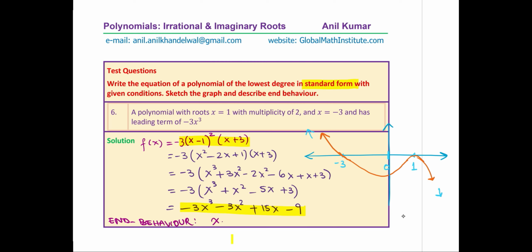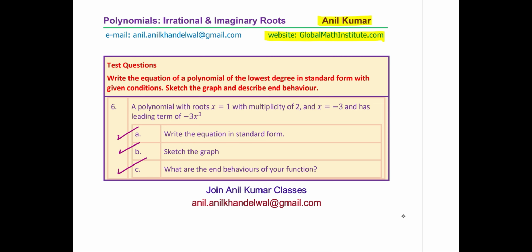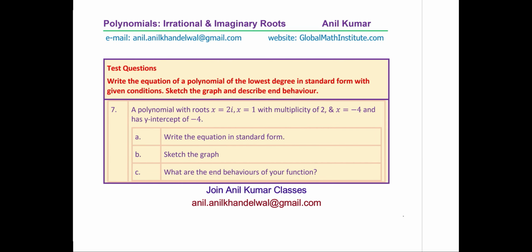End behavior really means if x approaches negative infinity, what value is y approaching? We see very clearly y approaches positive infinity, and when x approaches positive infinity, y approaches negative infinity. So that becomes the end behavior. That is how we are going to answer question number 6, correct? So what we did was we wrote the equation in standard form, we sketched the graph, and then we wrote the end behavior, correct?